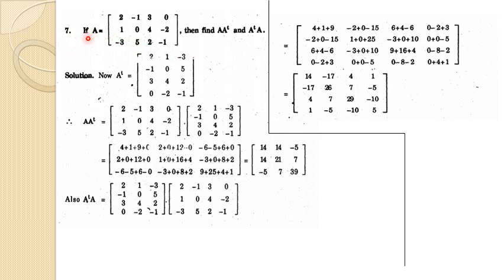Question number 7 is, if the matrix A is this, means a 3 by 4 matrix, 1 2 3, 3 rows, 1 2 3 4, 4 columns, then find A transpose and A transpose of A. Okay, so first of all you take the A transpose of this, means rows को column में change करना है. ठीक है, so 2 1 minus 3 minus 1 0 5 3 4 2 0 minus 2 minus 1, this is A transpose, and then multiply A with A transpose.